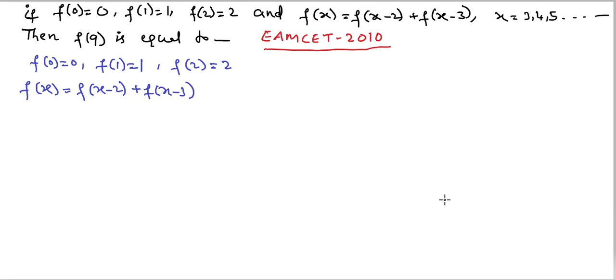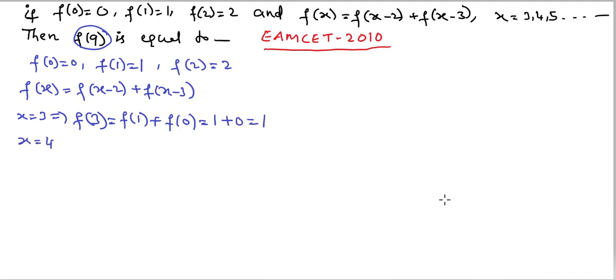So now we find f of 9. First we find the values. Put x is equal to 3. f of 3 is equal to f of 3 minus 2, that is f of 1, plus f of 3 minus 3, that is f of 0. f of 1 is 1 and f of 0 is 0, so f of 3 is 1. Put x is equal to 4. f of 4 is equal to f of 4 minus 2, f of 2, plus f of 4 minus 3, f of 1. f of 2 value is 2, f of 1 is 1, 2 plus 1.